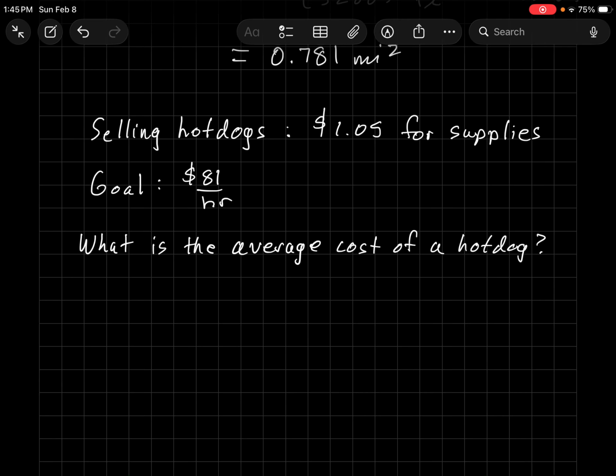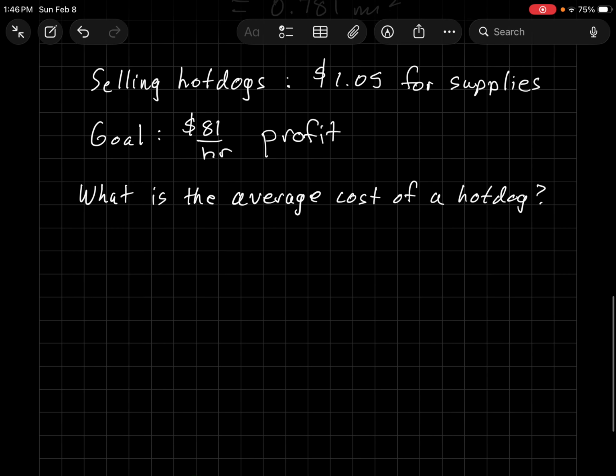That is, what should we charge so that we reach $81 an hour? Now, this $81 an hour is going to be profit. So there are a lot of moving pieces here, and this problem can get really complicated. So let's break it down into smaller pieces. And let's give you one other piece of information.